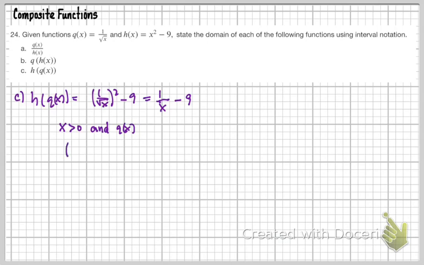So again, I can't include the 0. So it's going to be 0 to infinity. So there's our domain for the function h of q of x. And that's interval notation.